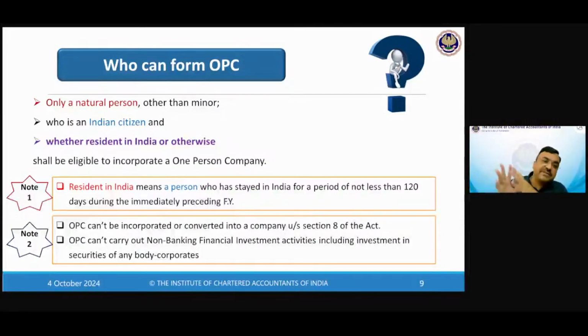A question arises, in the first line it is mentioned only a natural person other than minor.